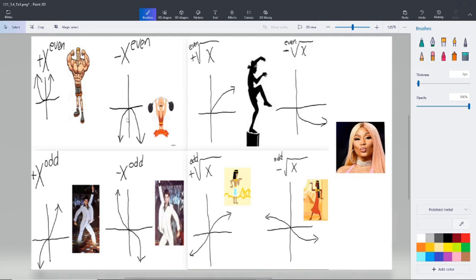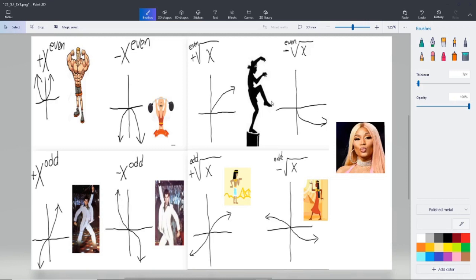Then we move down for the odd function, x to the odd power, that is the disco maneuver. So you can see when it's positive, the right goes up and the left goes down. When it's negative, the left goes up and the right goes down. One trick I use to remember it in my own head is that positive is positive up and negative is negative up, as in which side of the x-axis is up.